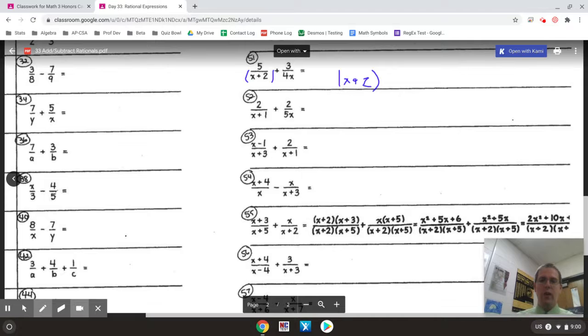And my other one has a 4x. Now notice, even though this 4x has an x, this x inside the x plus 2 doesn't take care of that x that is not being added or subtracted, so I'm going to have to add a 4x to my common denominator. So each of my denominators will be a 4x and an x plus 2.